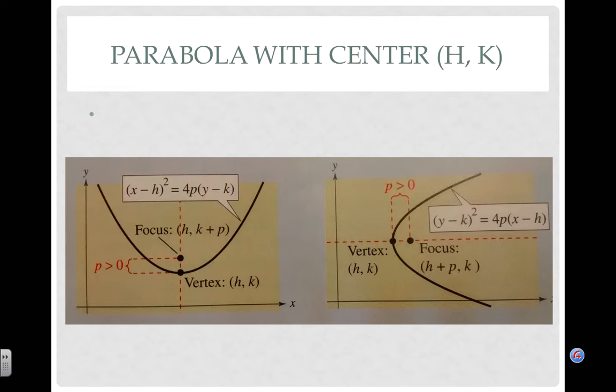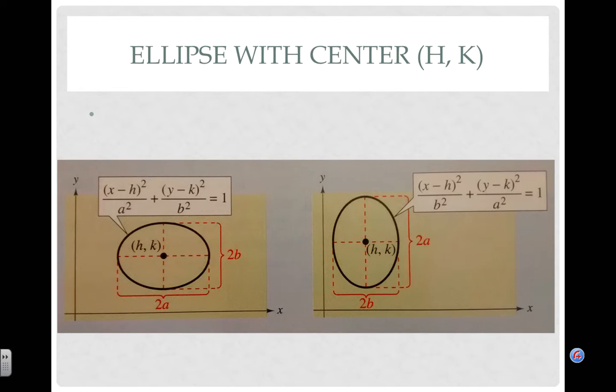Okay, that's the parabola. Let's look at the ellipse. Same kind of thing, moving the center to a new point. So this is the center (h, k). And what we'll notice here, the one on the left, is a short, fat ellipse. So remember the a squared goes underneath that x because it's short and fat. On the other one, a squared goes underneath the y because it's tall and skinny.